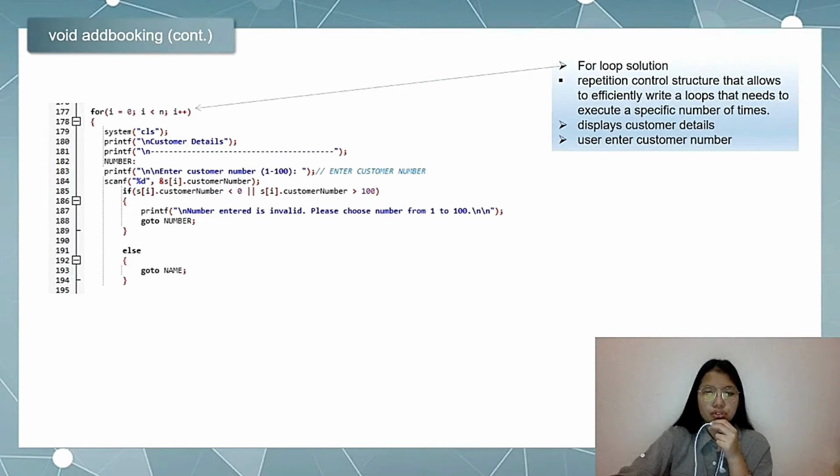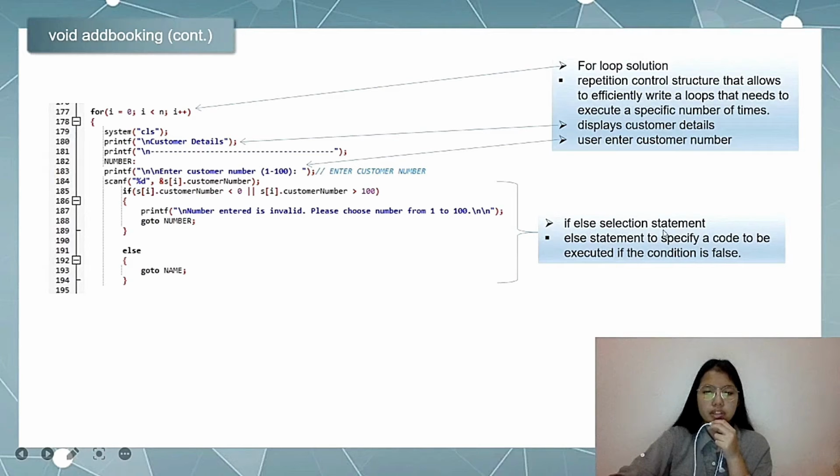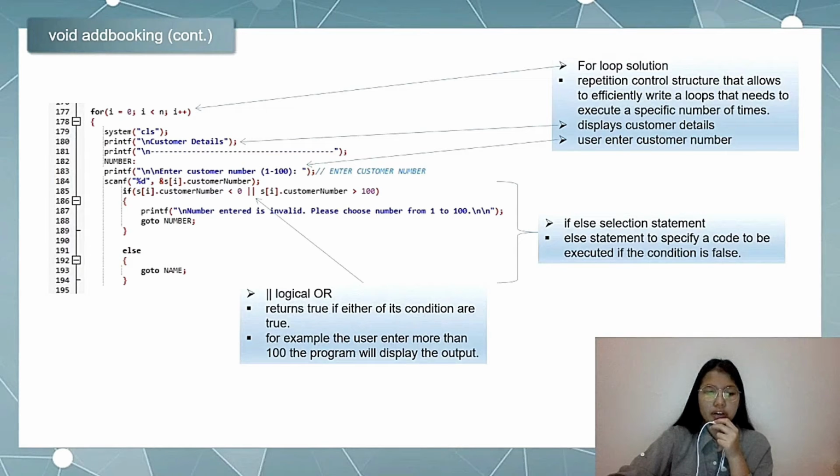Using a for loop, a repetition control structure that allows us to efficiently write a loop that needs to execute a specific number of times. So it displays customer details and the user will enter the customer number from 1 to 100. Using an if-else selection statement, the else statement specifies code to be executed if the condition is false. Logical OR returns true if either of its conditions is true. For example, if the user enters more than 100, the program will display the output.